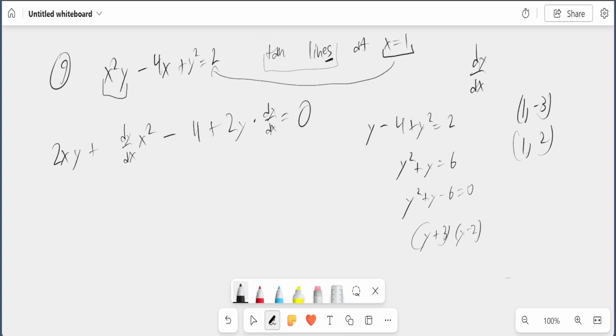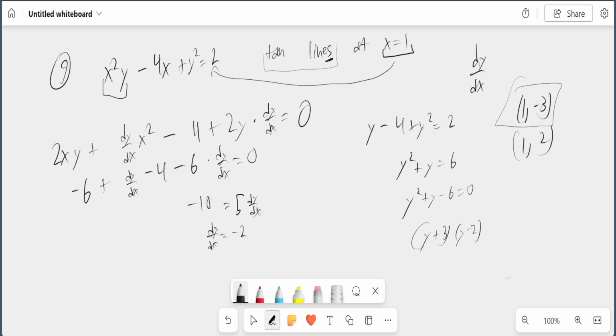So let's do the first one. I plug in (1, -3). I get negative 6 plus dy/dx minus 4 plus 2y. What's 2 times negative 3? Negative 6, so minus 6 times dy/dx is equal to 0. So that's 5 dy/dx is equal to negative 10. So dy/dx is equal to negative 2.